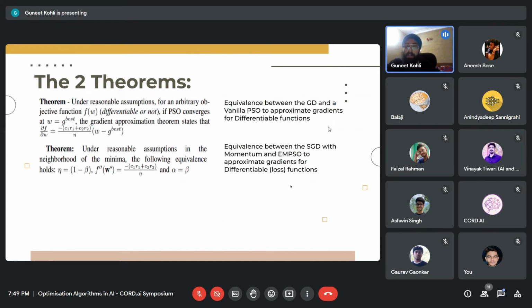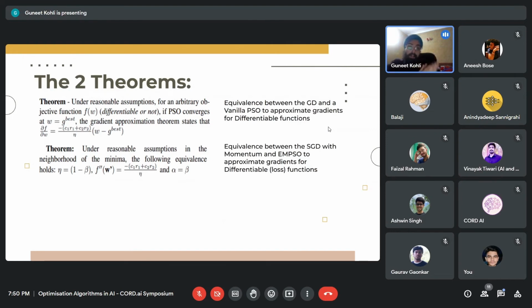Now, there's also an equivalence between SGD with momentum and the EMPSO. So see, PSO and GD, and then we have stochastic gradient descent with momentum and then EMPSO. They are trying to prove those equivalences with the famous differentiable optimizer, which can help you in finding solutions of the differentiable function. So they're trying to relate it with those famous algorithms and trying to tell you that their solution is approximating it. It's almost at par with those solutions. This is what they're trying to tell you through these two theorems.